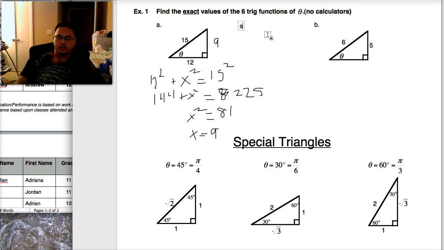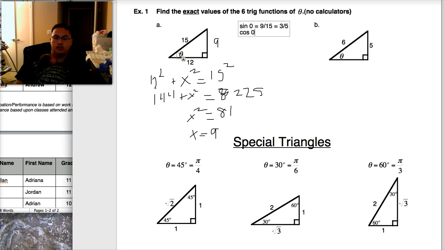So let's do sine first. Sine, if you remember, is the opposite over the hypotenuse, or SOH. So sine of theta, here, I'll write funky theta. Sorry, don't think of that as 0. Think of it as sine theta is equal to 9 over 15. And now that you're a little bit more comfortable with trig, I'm going to ask you to reduce. So sine of theta is the same thing as 3 over 5.